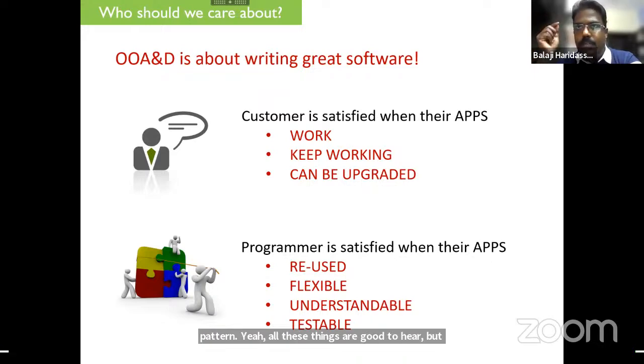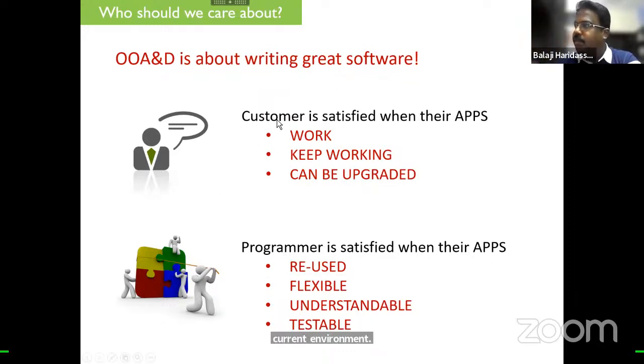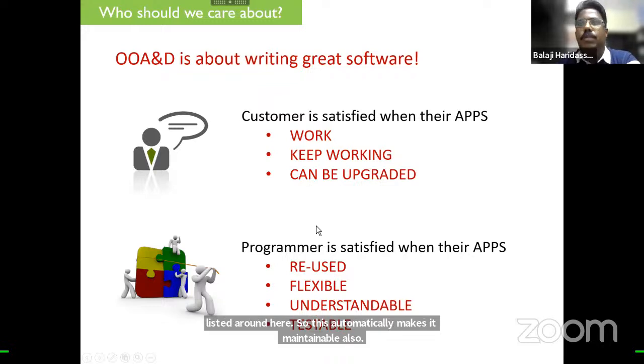If you have the right mindset to achieve all this, and if you alter your design in such a way that you can achieve this, you yourself would have ended up with a solution which matches some design pattern out there. So you don't need to study design patterns. We need to study closely the fundamental principles of the object-oriented paradigm and the mindset to achieve the points that we have listed over here. So this automatically makes it maintainable also. All these 4 make it easily maintainable.